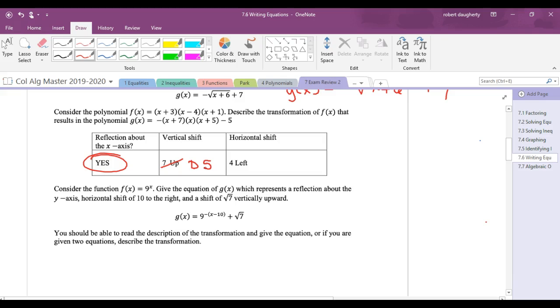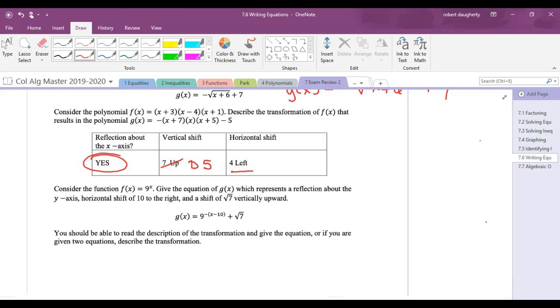And then the horizontal shift, it looks like x plus 3 turned into x plus 7. So I added 4, negative 4 added 4, so I added 4 to each of those. So plus 4 means I'm shifting 4 to which direction? That is the left. Okay, so there was a minor correction on that page.